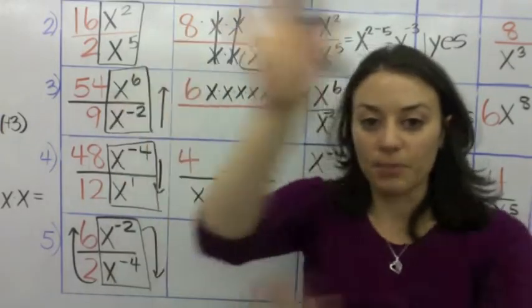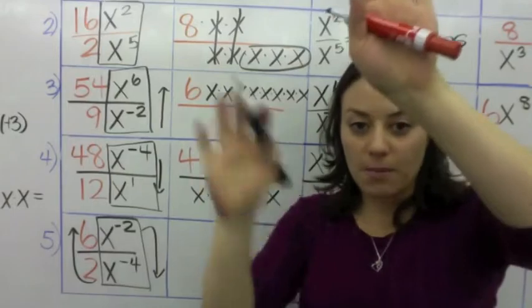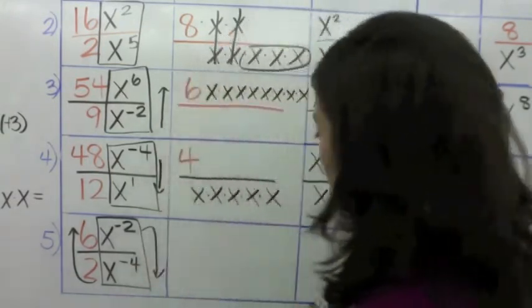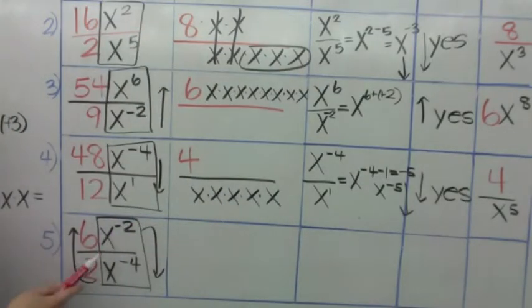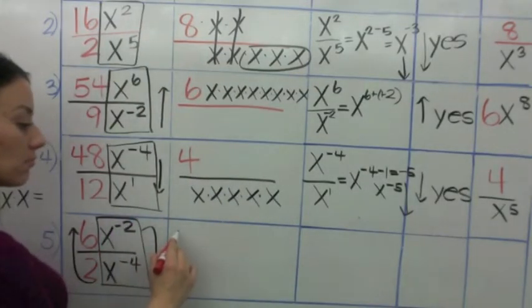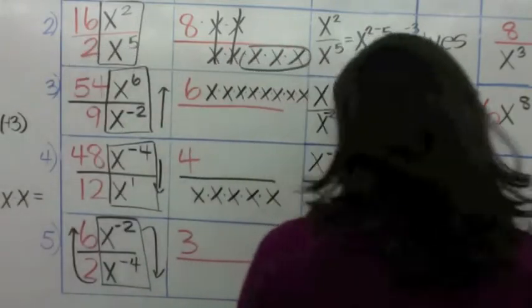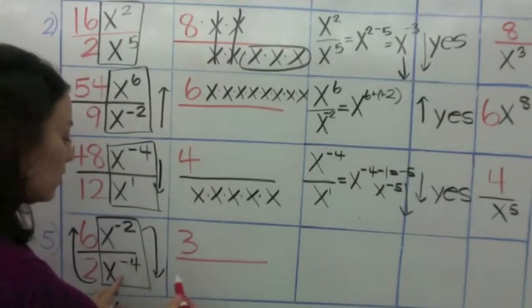So you do the reciprocal. You do the what? The reciprocal, right? When the bottom becomes the top and the top becomes the bottom. And when you do that, it makes the exponents positive. So really quick, what's 6 divided by 2? 6 divided by 2 is 3. Okay. So this is supposed to be 3.